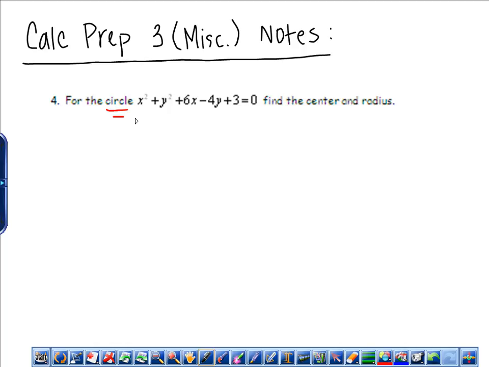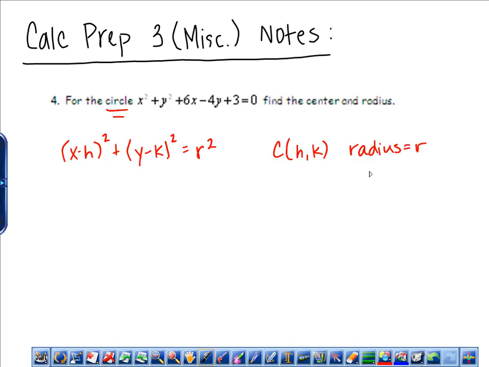Remember that for a circle it's x minus h squared plus y minus k squared equals r squared, and this is a shift to the right h units, and it's a shift actually up k units. Okay, so the center is at the point hk. This is not a function, it's not in terms where y is by itself, and then the radius is obviously r. Okay, so that's the main idea here.